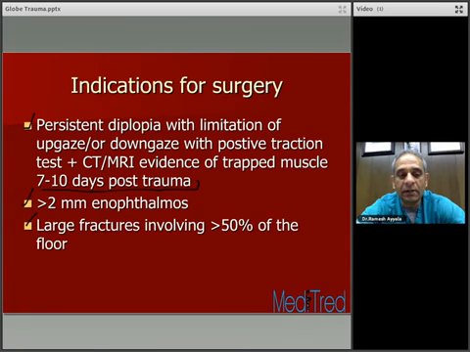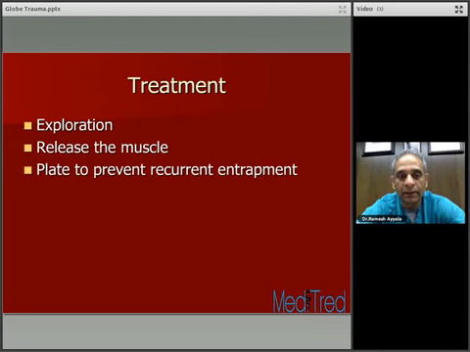You should listen to our oculoplasty lectures by Dr. Dorai Raj to gain more knowledge in terms of the surgical techniques being used for the orbital floor fracture repair. So the treatment involves exploration, release of the muscle, and a plate to prevent recurrent entrapment.